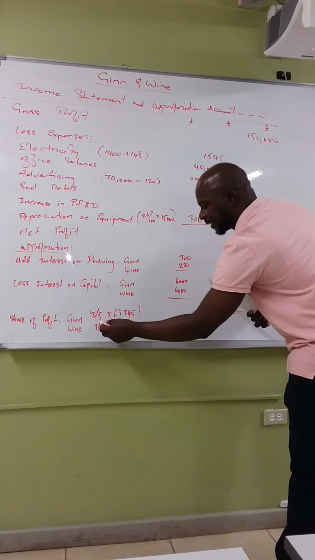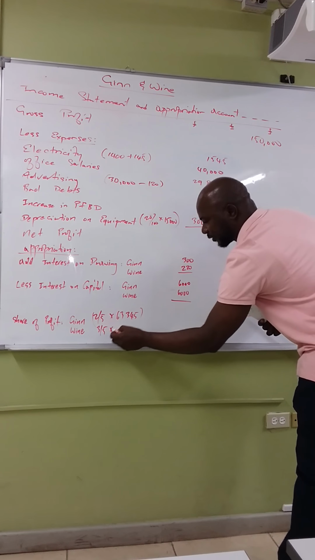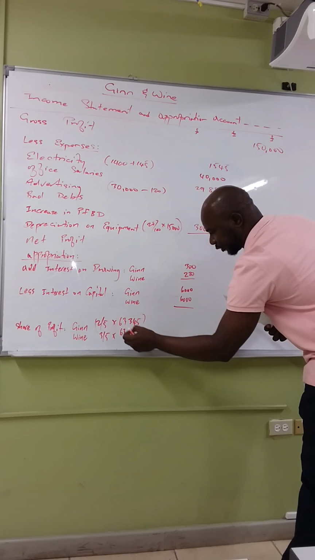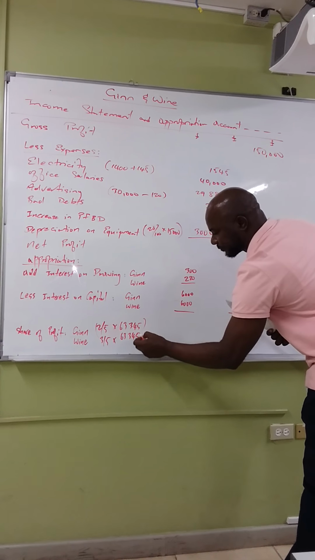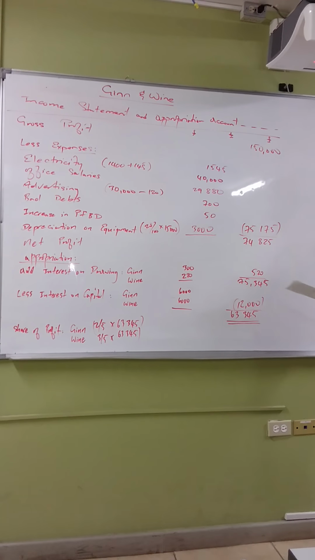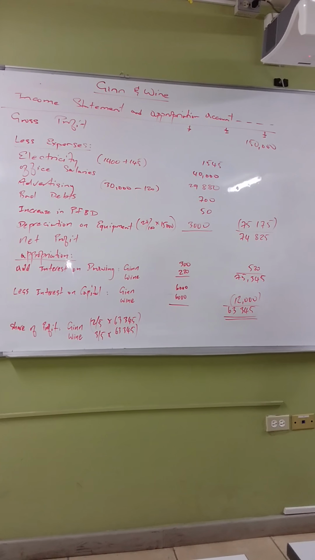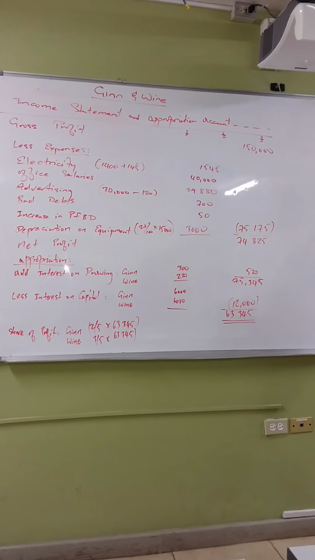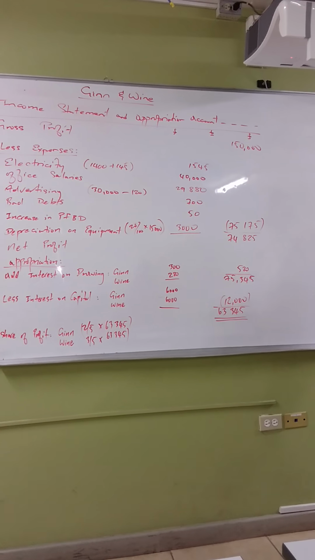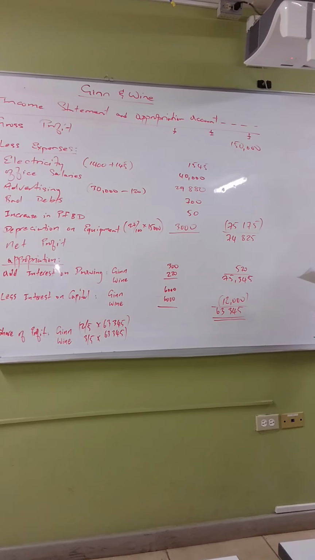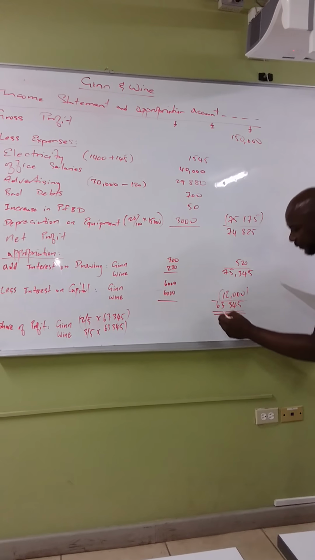And for wine, it's entitled to what? 3/5 of the profit after appropriation, which is 63,345 again. Now when we do the calculation, 2/5 of 63,345, right? 2/5 of 63,345 gives us a total of what? 25,338.